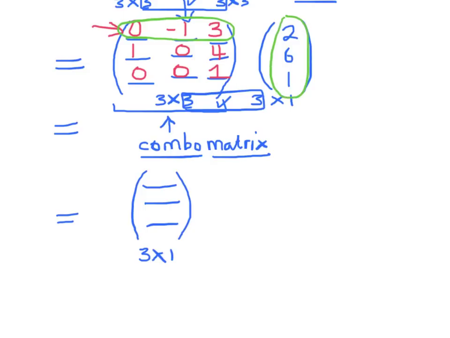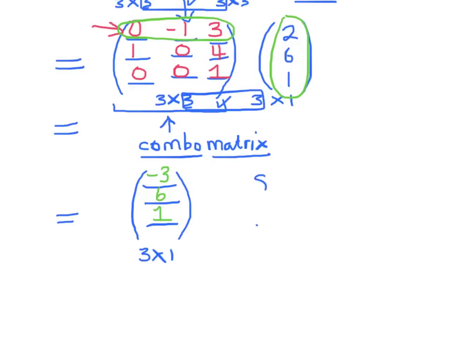So it's going to be 0 by 2 plus minus 1 by 6 is minus 6, plus 3 by 1, which is 3. So minus 6 plus 3 is minus 3. So it has a value minus 3. The next one is 1 by 2, which is 2. 0 by 6 is 0. And 4 by 1 is 4. So 2 plus 4 has a value 6. And this turns out to be a 1.